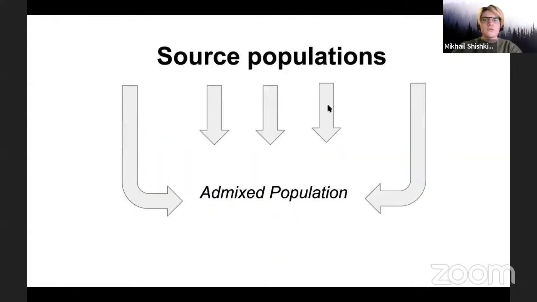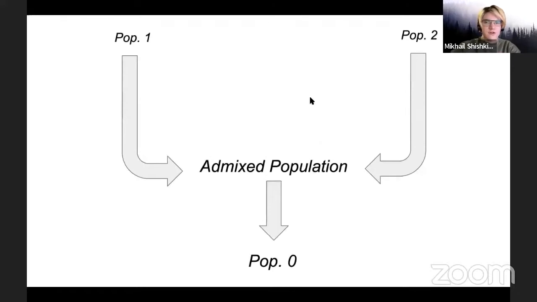Okay, so we want to investigate the admixture of populations, and usually in this research we have an admixed population, some source populations, and some number of admixture events. In our model we have 2 source populations and an admixed population. The first admixture event is when the admixed population was founded by the 2 source populations, and the second admixture event is when the second source population contributes migrants to that admixed population.